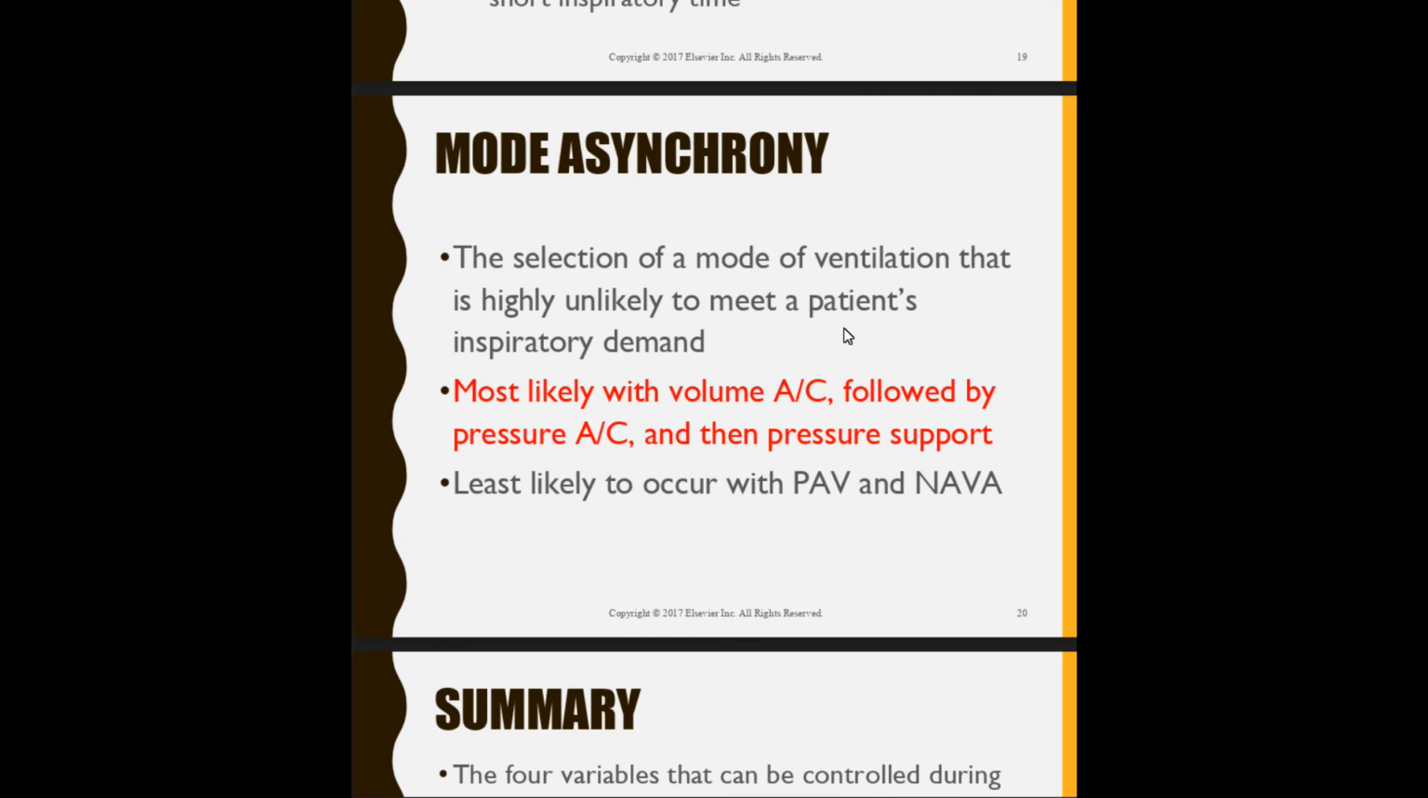They're not getting forced volumes. They're getting volumes that the muscles are breathing, and that's going to increase the neurological innervation. It's going to increase the muscle strength, and therefore overall it's going to help the patient strengthen their respiratory muscles to the point of extubation. Okay, least likely to occur with proportional assist ventilation as well as neurally adjusted ventilatory assist.